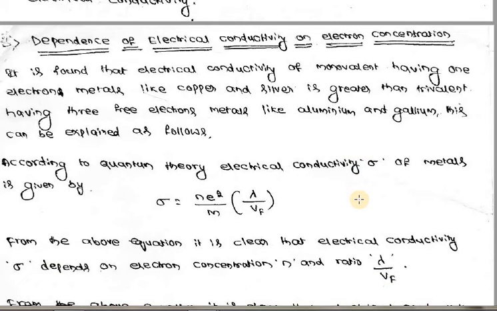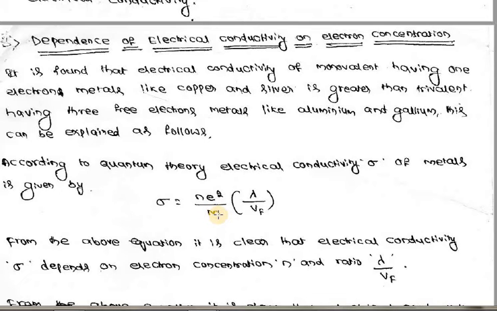You know the expression for electrical conductivity given by the classical free electron theory: sigma is equal to n e squared tau divided by m, where n is the electron concentration, e is the charge, tau is the mean collision time, and m is the mass. But here the expression from the quantum theory is different: sigma is equal to n e squared lambda divided by m star into Vf, where m star is the effective mass, also called the collective mass.